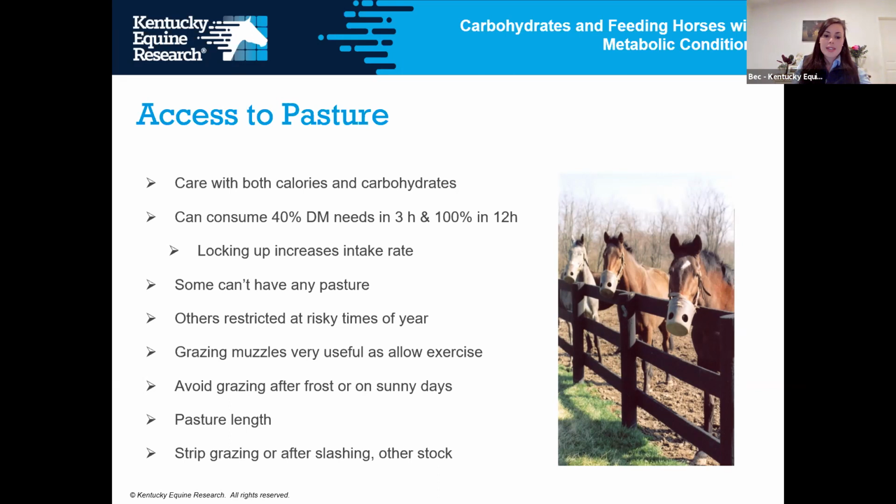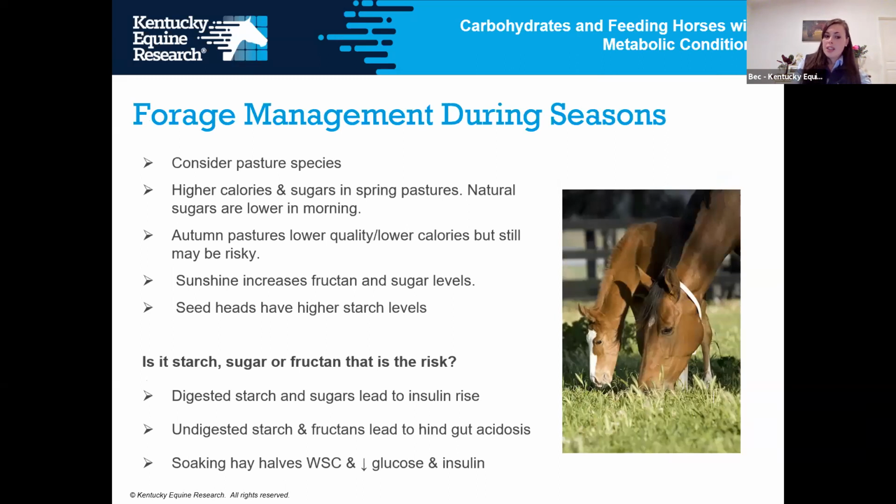Some horses won't be able to have access to pasture, so we do need to be able to work around them. And it can be risky at certain times of the year. So we do need to take into consideration pasture length, and growth of the pasture as well. If we can strip graze, if we can cross graze with other stock as well, it can be beneficial. Considering the pasture species, and like David said, it's going to be different if you've got sun on one side of the hill and cloud on the other side of the hill. But certainly autumn and spring can be high risk periods for these types of horses.